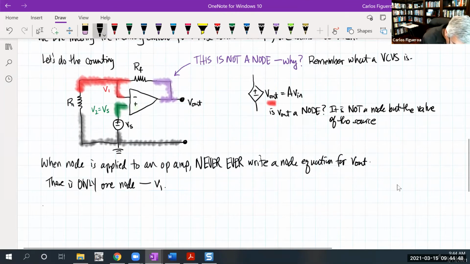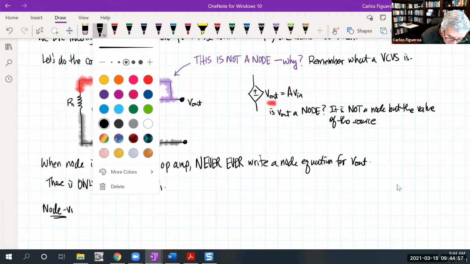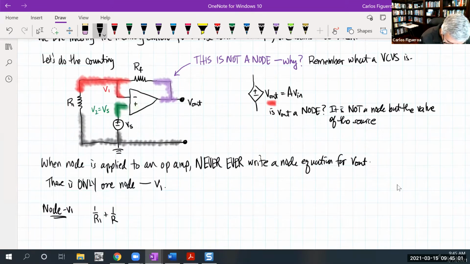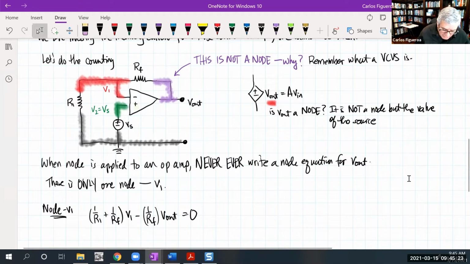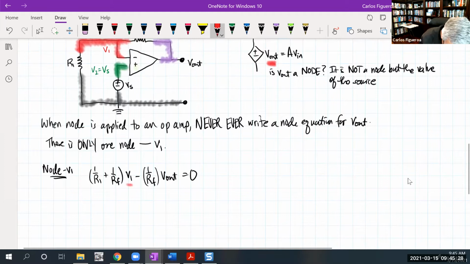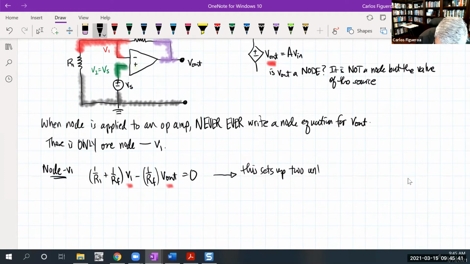So I have node V1. When you're looking at this, you can see that I have two resistors. So I'm going to go R1, RF times V1. Then I have mutual. I have R1 with the ground. I have RF without. And in this case, no current sources. Note what this node equation does here. Look at this. I don't know V1. I don't know V2. This sets up two unknowns and one equation. So it's impossible to solve.